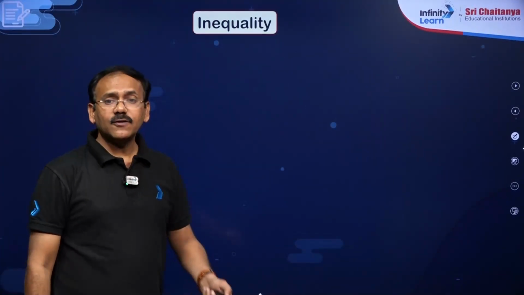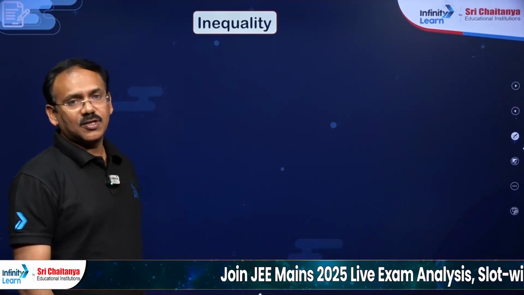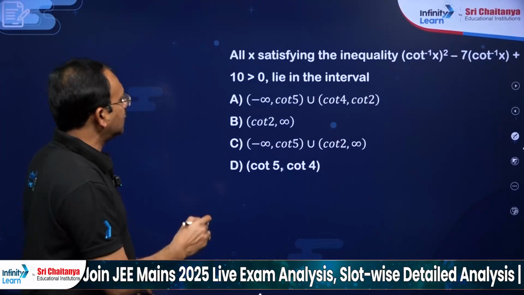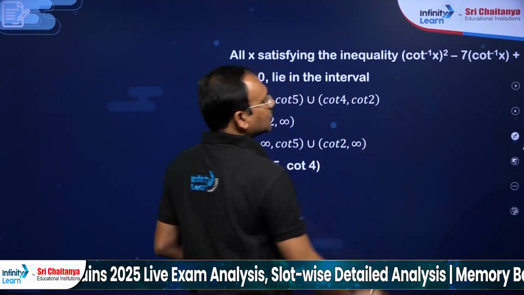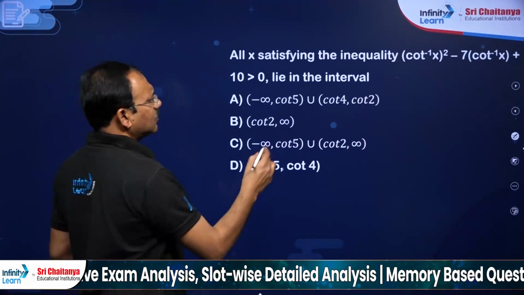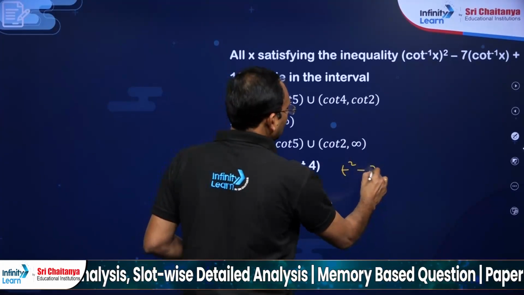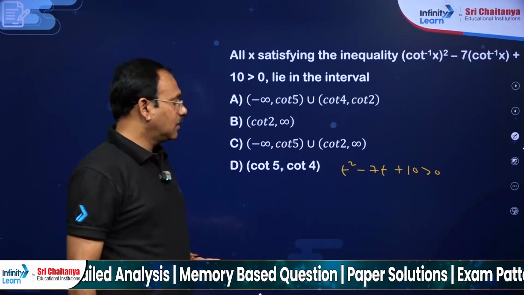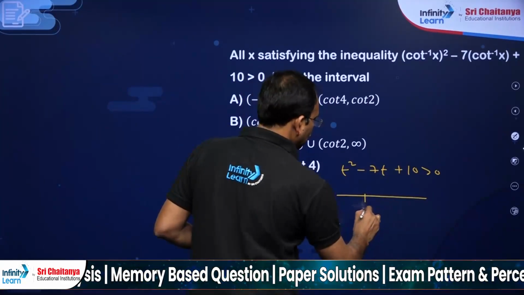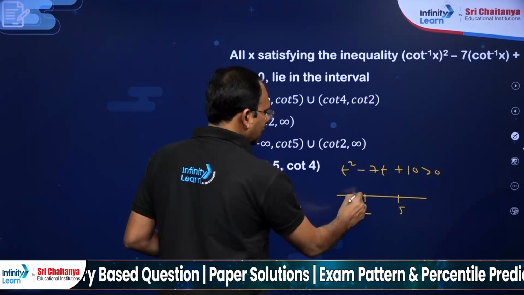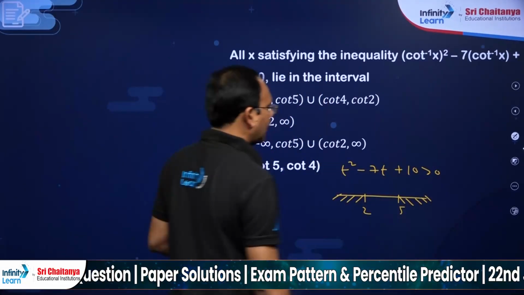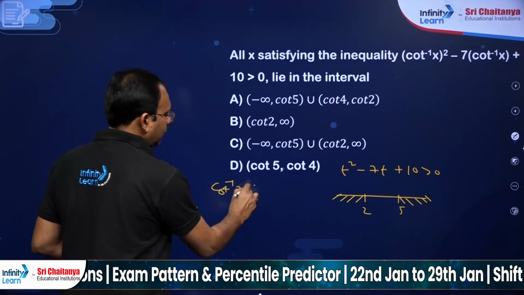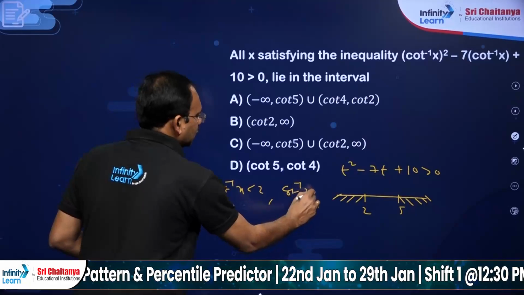So my dear friends, inverse trigonometry related inequations are just like regular inequations. This is the inequation given: cot inverse x whole square minus 7 cot inverse x plus 10 greater than 0. You take it as some t square minus 7t plus 10 greater than 0. So the roots are 2 and 5, correct. It must be less than 2 or more than 5, am I correct? t minus 2 into t minus 5. That means cot inverse x must be less than 2 or cot inverse x must be more than 5.